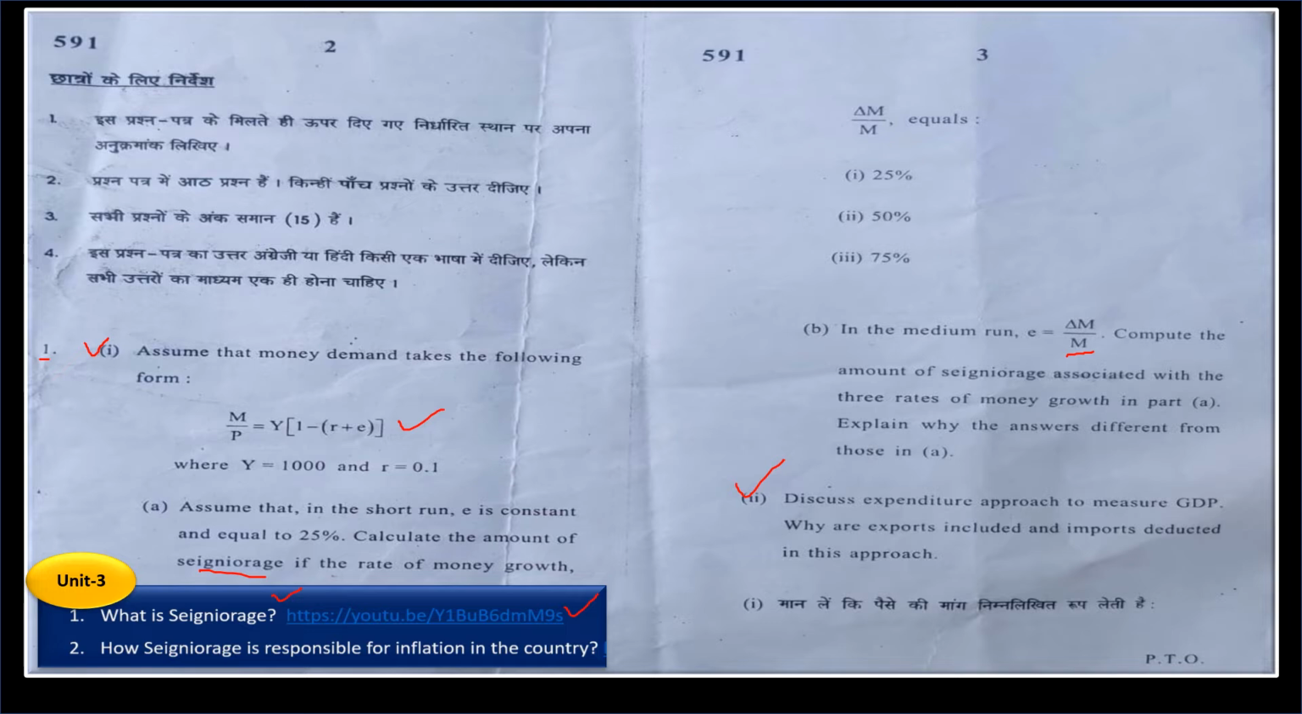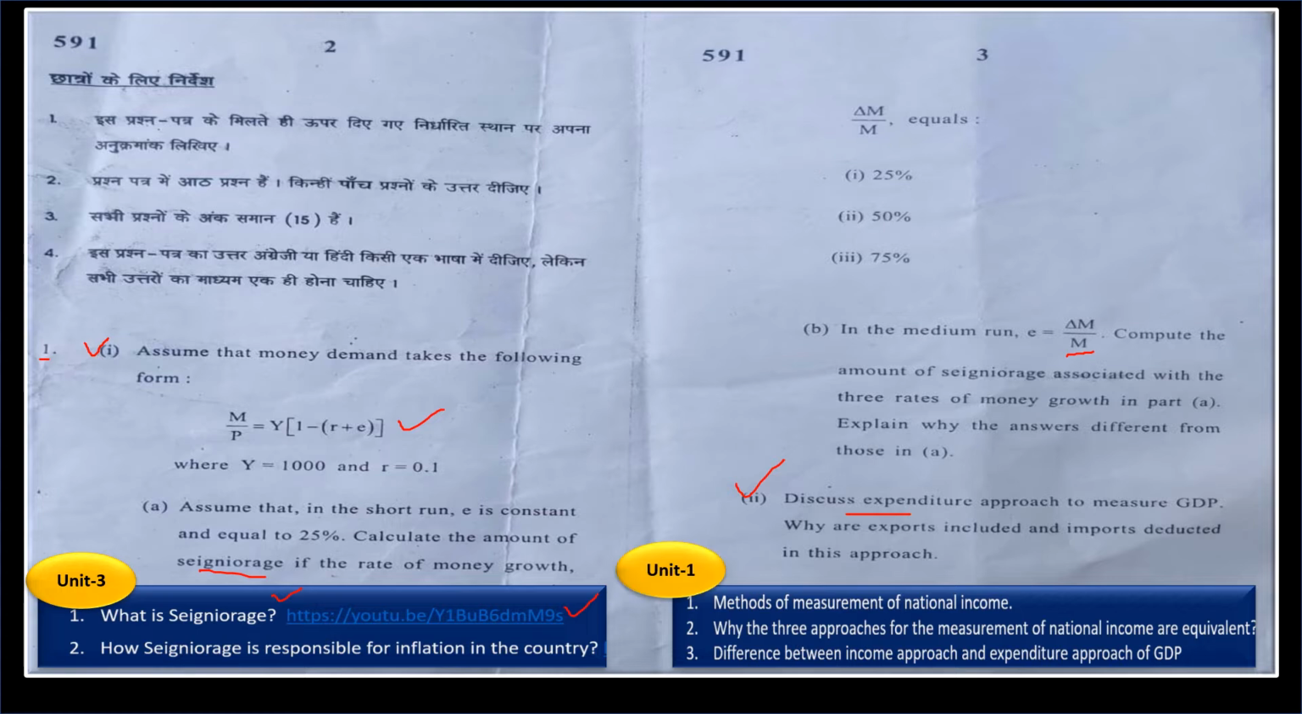Now coming to part 2 of question number 1: discuss the expenditure approach to measure of GDP. In unit 1, I have given methods of measurement of national income, and question number 3: discuss the difference between income approach and expenditure approach to GDP. So the expenditure approach to GDP directly came in the exam.